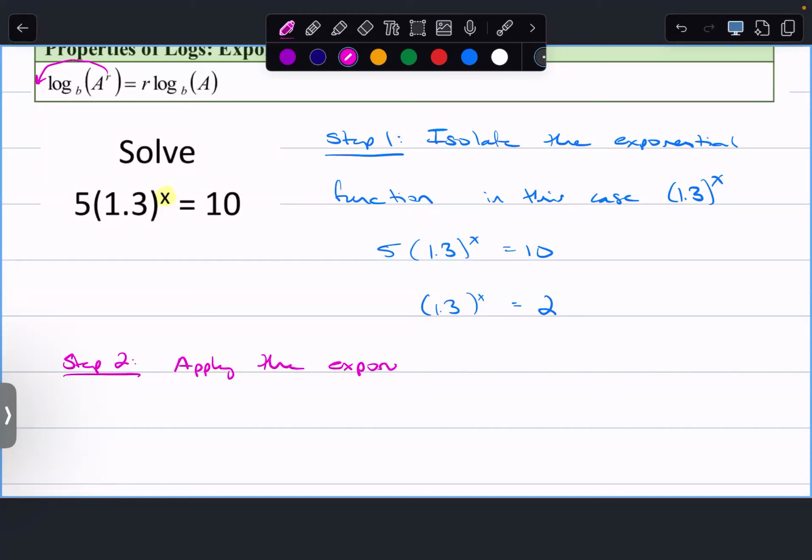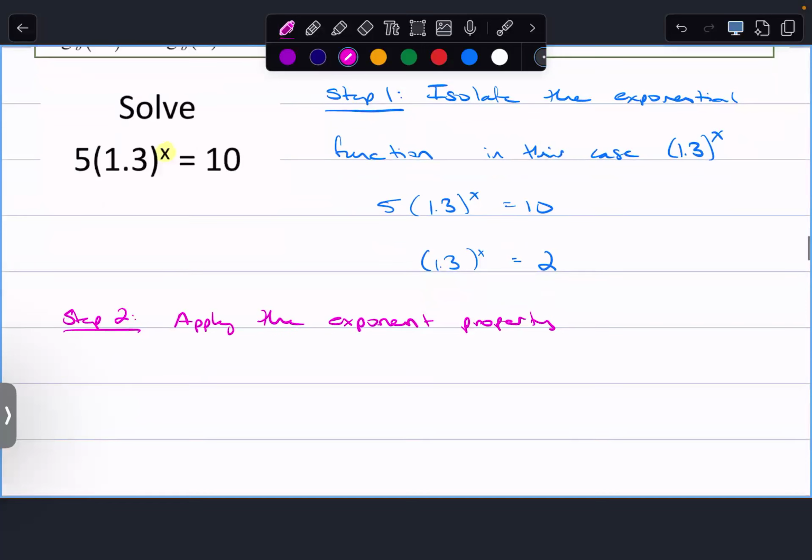Apply the exponent property by taking the log of both sides. As long as you're doing it to both sides, then you're safe. You're allowed to do that. Kind of a fun fact, you can take the log of any base. Sometimes we use a convenient base, but for me, as my go-to, I'm going to use the natural log.